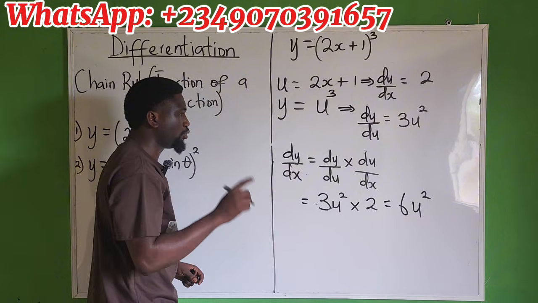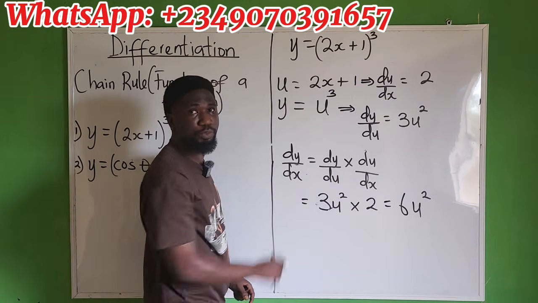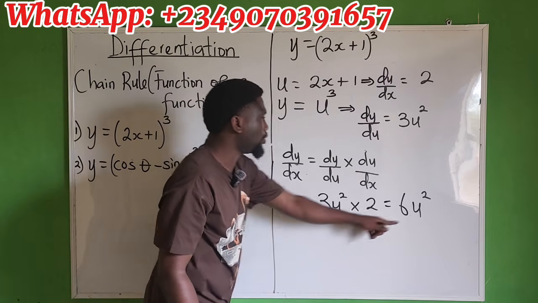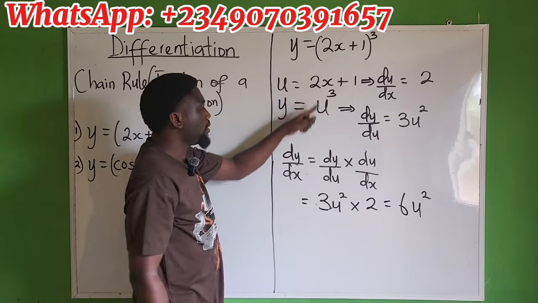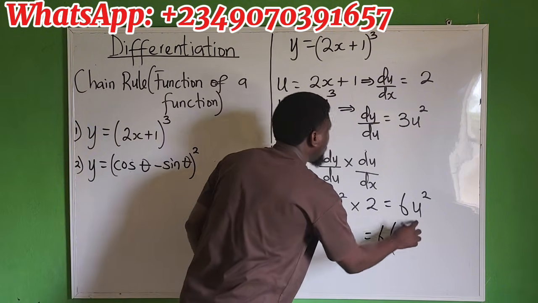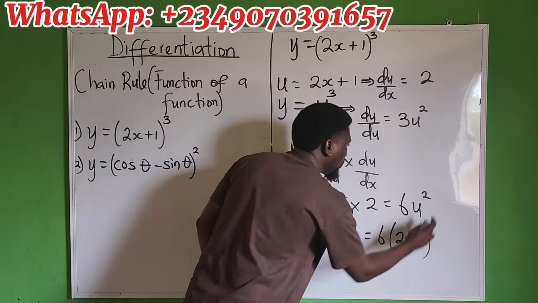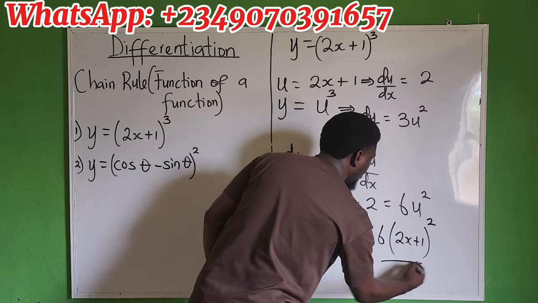But do not forget that u is 2x + 1. So anywhere you see u, you put 2x + 1. So this is going to give us 6 multiplied by (2x + 1), always to power 2.